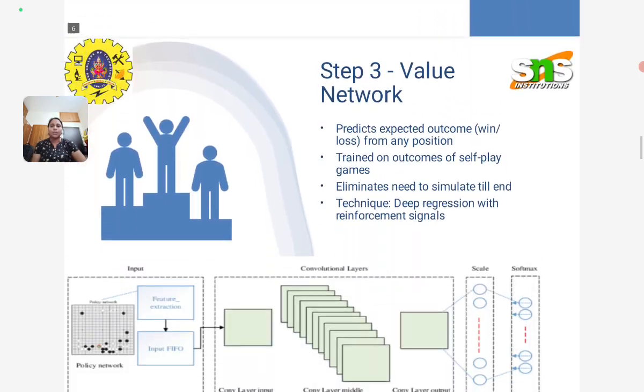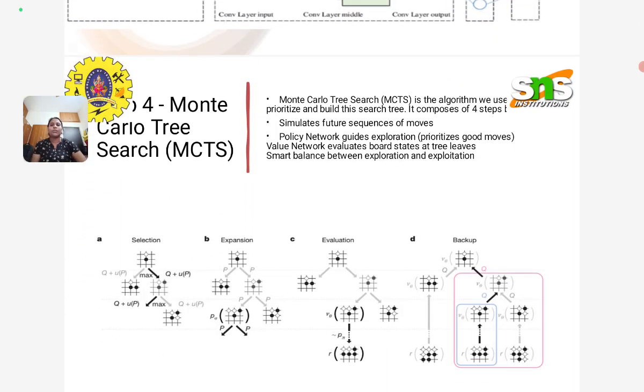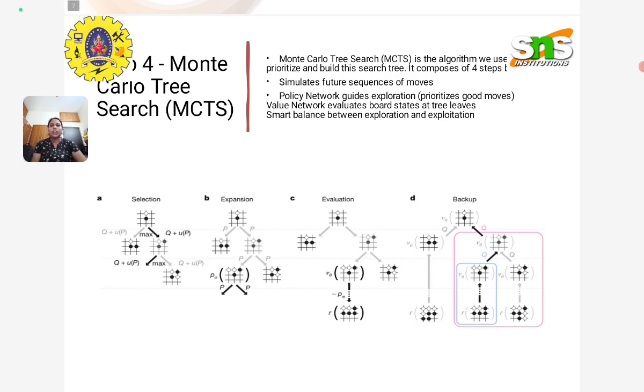Now we are going to see step 4, Monte Carlo tree search, which is MCTS. It is an algorithm we use to prioritize and build the search tree. It comprises 4 steps. It simulates future sequences of moves, and the policy network guides exploration, which prioritizes good moves. Value networks evaluate board states at tree leaves. It smartly balances exploration and exploitation.